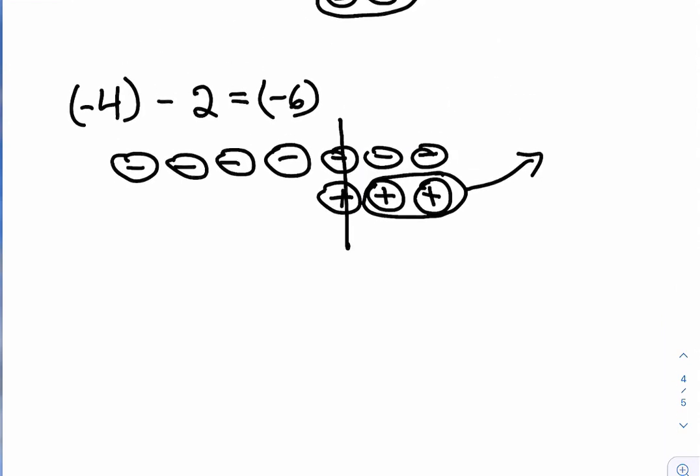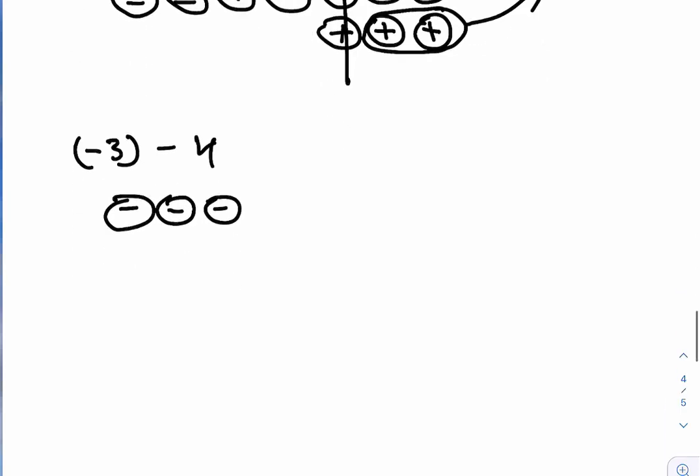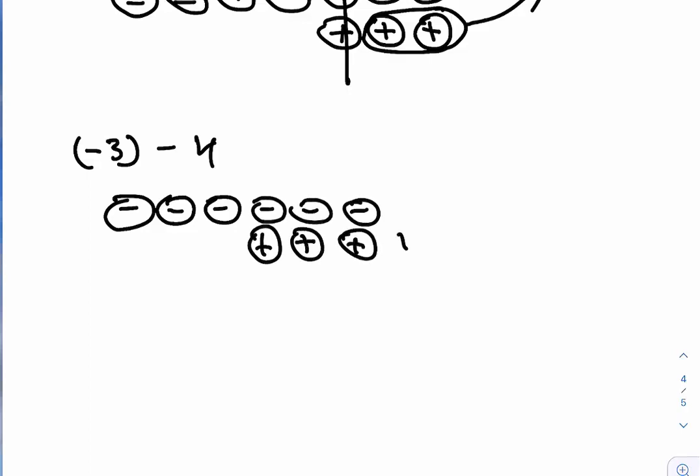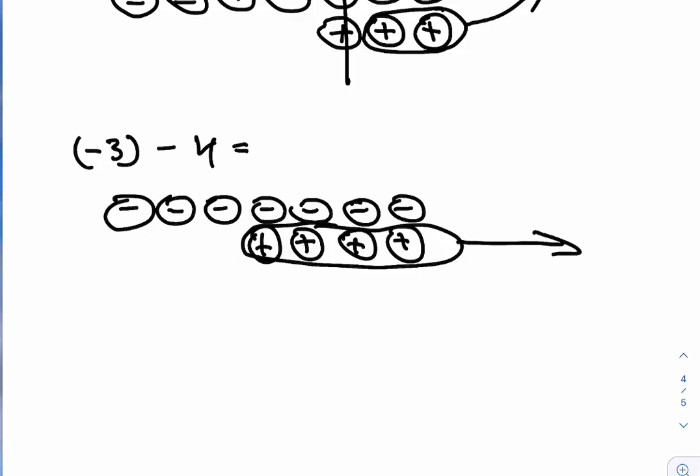One more. -3 subtract 4. I don't need the brackets on there, okay. -3. Now I don't have 4 to remove, so I'm going to bring in 0 pairs. I now have 4 available I can circle and remove. Out we go. And that leaves us with 7 negatives. Okay, the steps are the same each time.